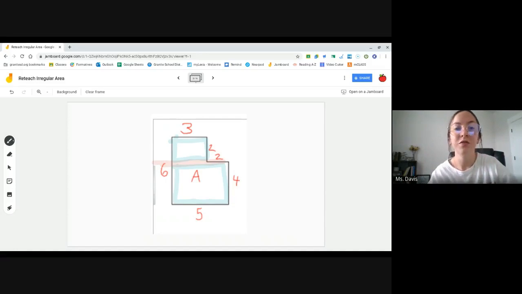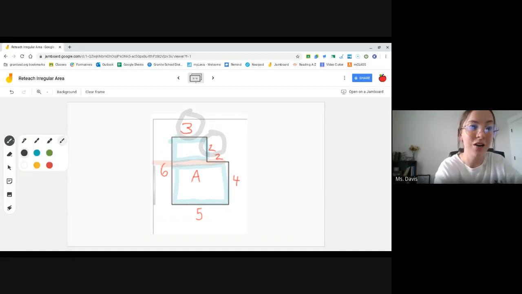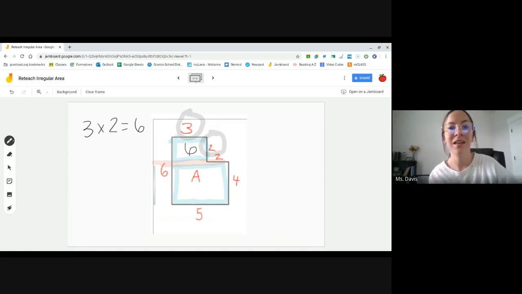So the first one I'm going to tackle is just this little guy up top. And I have my 2 numbers. I have a 3 here and a 2 here. So I'm going to multiply those and get the area. So 3 times 2 equals 6. So I know the area of this rectangle is 6. Then I'm going to move on. And I just wrote the 6 in the middle to know that this part, the area is 6.